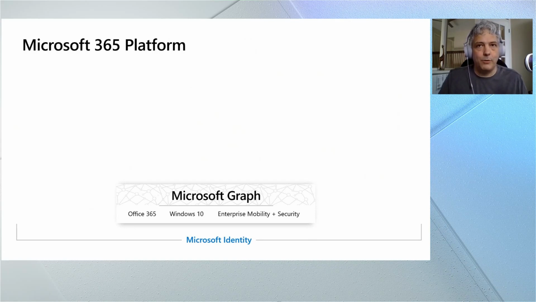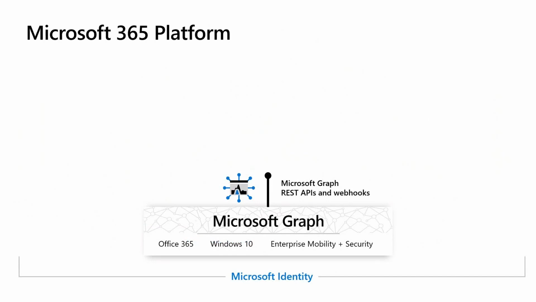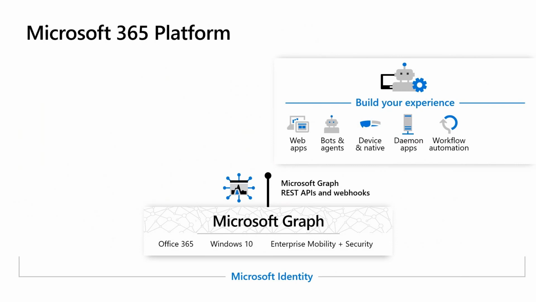Then we have the Microsoft Graph, the gateway to your customers' data in the Microsoft Cloud, primarily in Microsoft 365. The Microsoft Graph provides the core schemas for many of the most important productivity data types. The Microsoft Graph offers a REST API for being able to update and create and read data in the Microsoft Cloud, and webhooks in order to detect changes that occur in that data. With these tools, you can build a wide range of experiences.